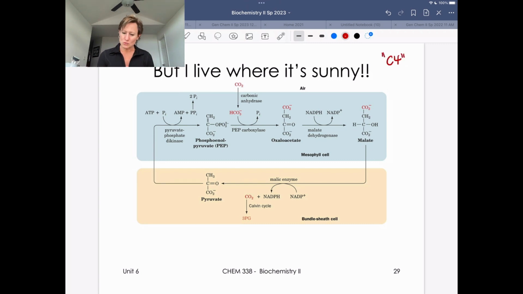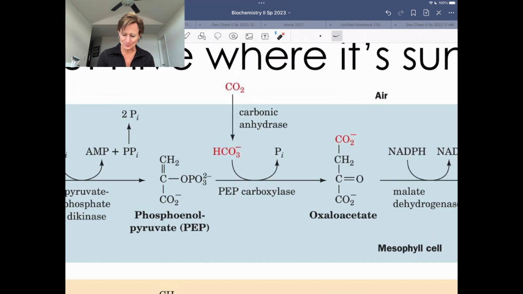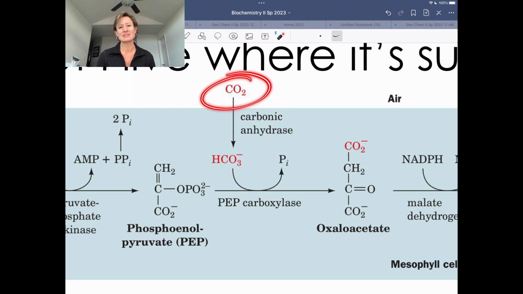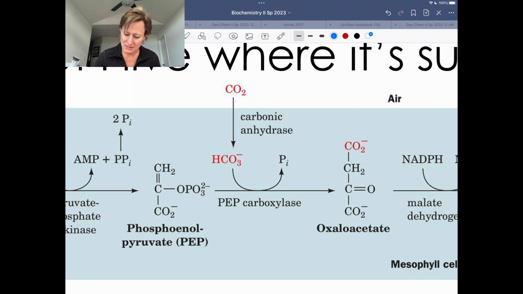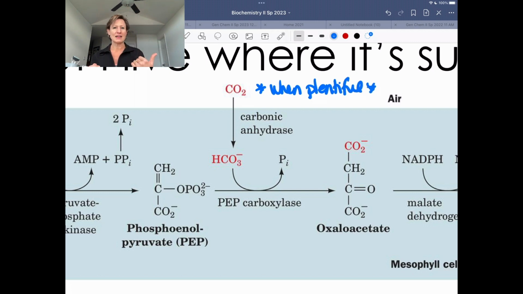Okay, so how this works, and we're going to kind of zoom in here. There's some enzymes that we're going to recognize here. We're going to take carbon dioxide when it's plentiful. So again, this is not a situation that's happening when we're in a deficit. This is going to be when it is plentiful. The plants are going to bring carbon dioxide in. We're going to use enzymes. I'm going to star enzymes that are familiar to us.